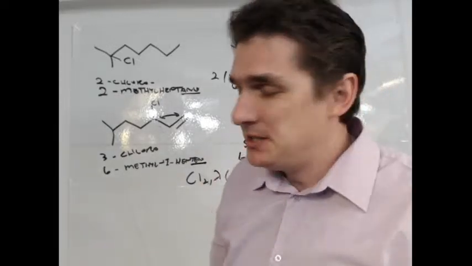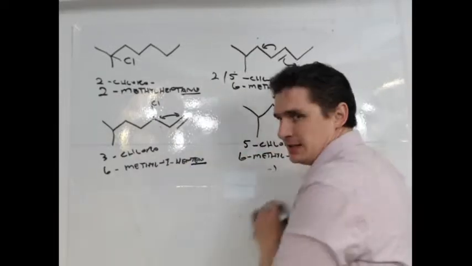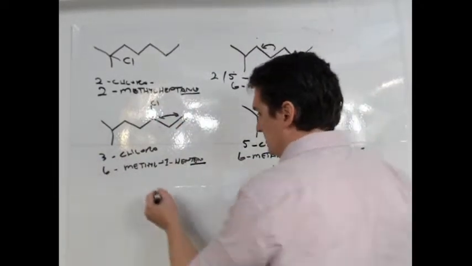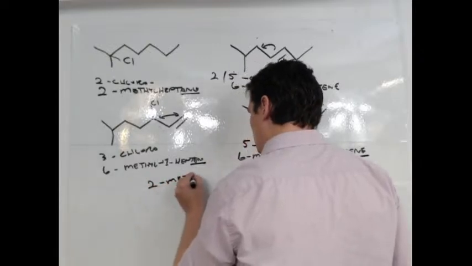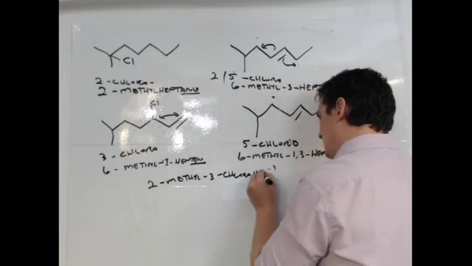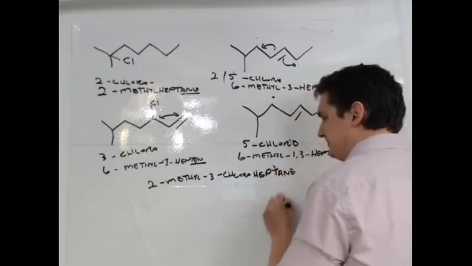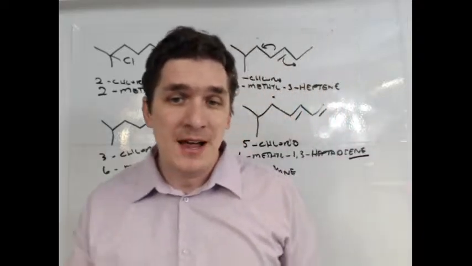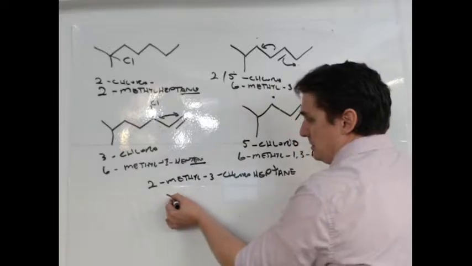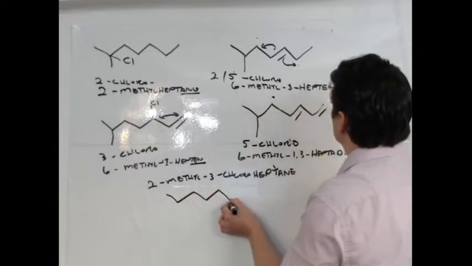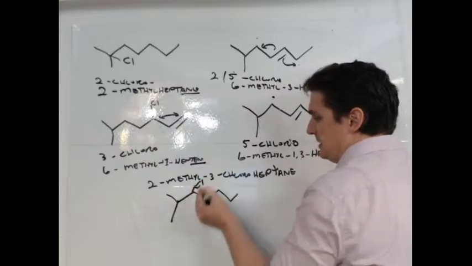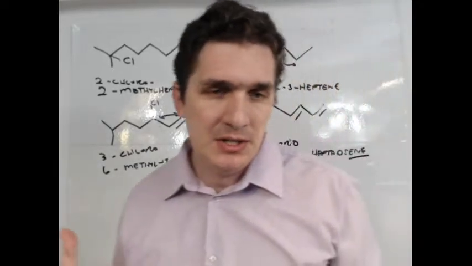Now, the second question it asks you is, which would be the best for making 2-methyl-3-chloroheptane? Now, there was a reason for not drawing it for you. First of all, to make sure that you can still do naming. But if we draw this out, this is our product. And we're not specifying stereochemistry. We just need to make it.